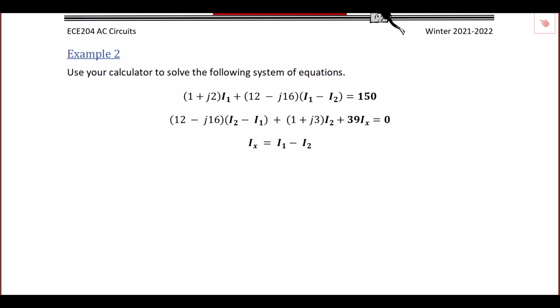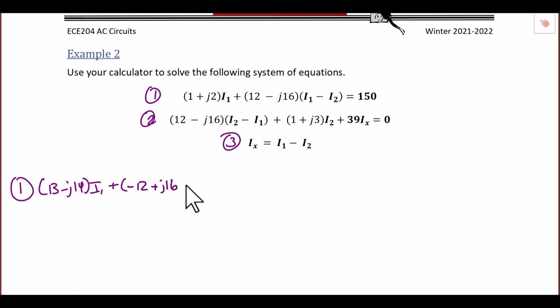Today we will continue our discussion of complex number math using your calculator. And recall that whether you have a TI-89, TI-Inspire, or something before a TI-89, it's a different procedure. But let's continue to practice on example 2. So here we have three equations and we want to solve for I1, I2, and IX. So in step 1, we rewrite the equations by grouping like terms.